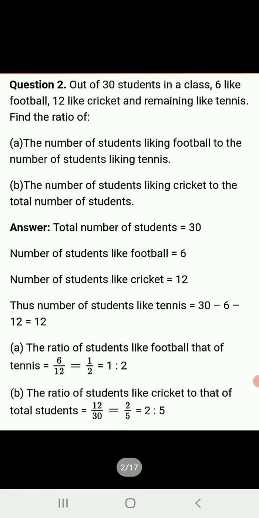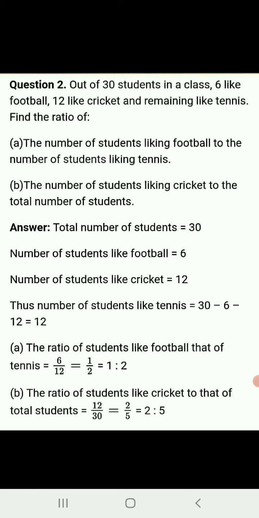Question 2. Out of 30 students in a class, 6 like football, 12 like cricket, and the remaining like tennis. So there is a classroom in which there are 30 students. Among 30 students, 6 of them like football, 12 like cricket. How many like tennis then? So total strength minus the number of football likers minus the number of cricket likers. So 30 minus 6 minus 12 is 12. So the number of students who like tennis is 12.